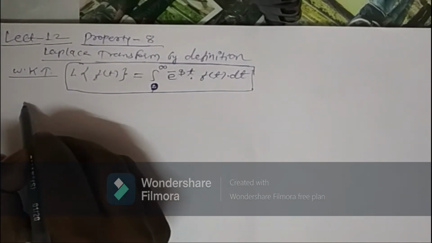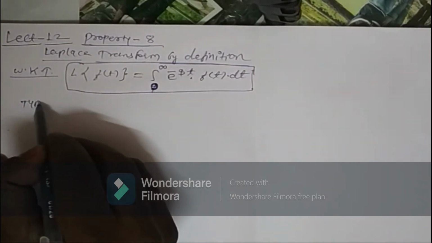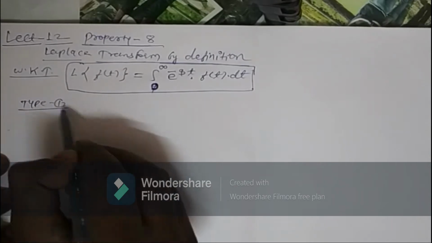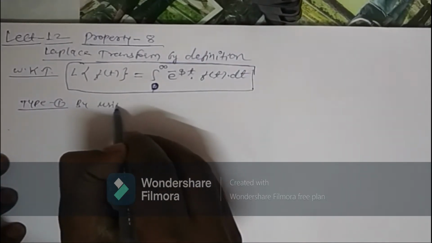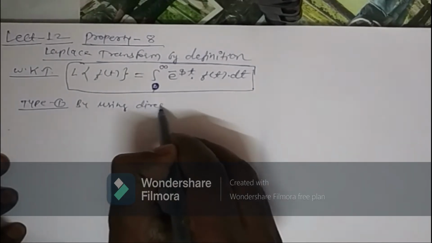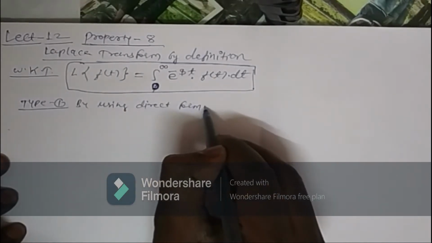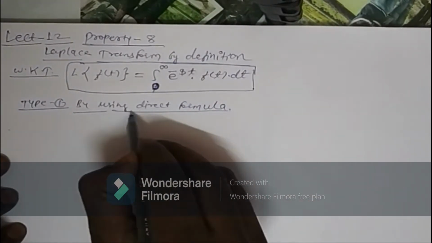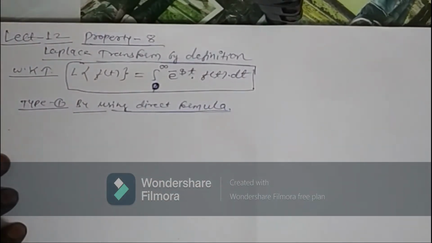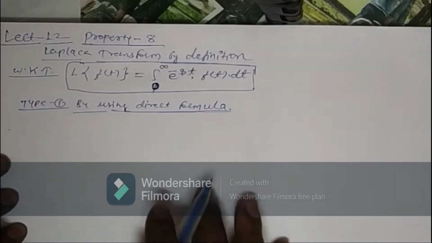First is type 1, that is by using the direct formula. Okay, now how to use this property? Look at this.